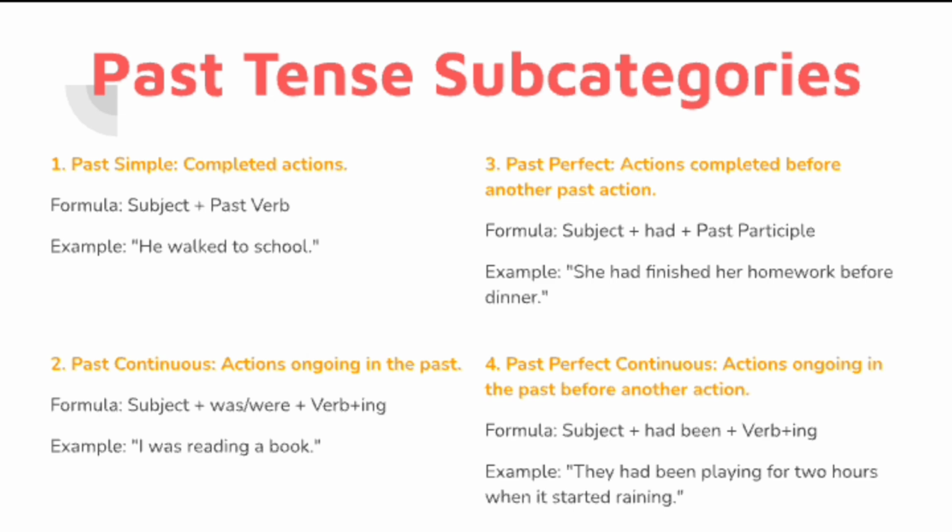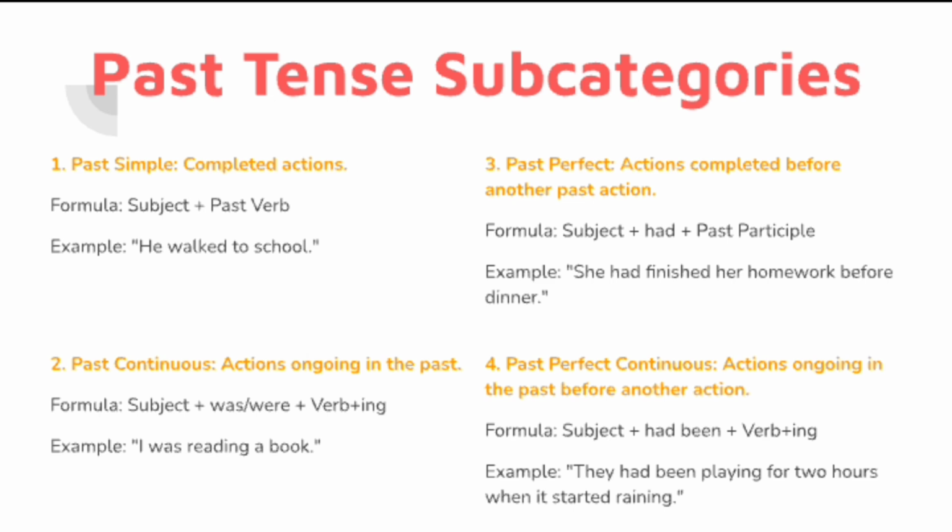Number 4. Past perfect continuous. Finally, this tense shows actions that are ongoing in the past up until another action occurred. The formula is subject plus had been plus verb plus ing. For example, they had been playing for 2 hours when it started raining. This tells us the action of playing continued for some time before it was interrupted by the rain.